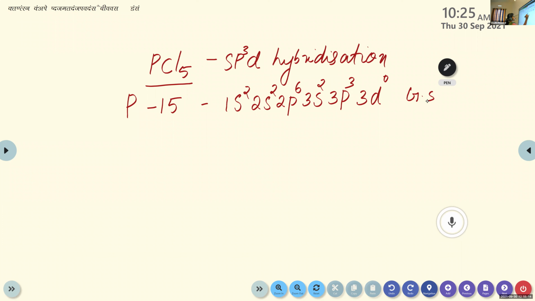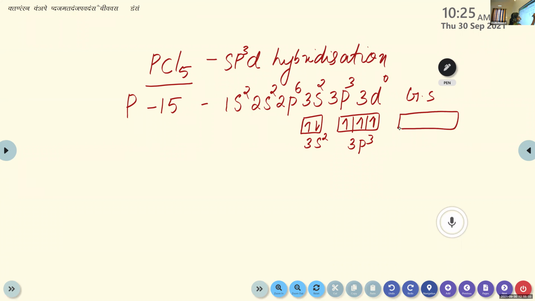You can also draw the orbital diagram of the same ground state. In 3s, there will be 2 electrons. Then the next one is 3p. This one is 3p3. This is 3d, here it is 0. This is the ground state orbital diagram of phosphorus.